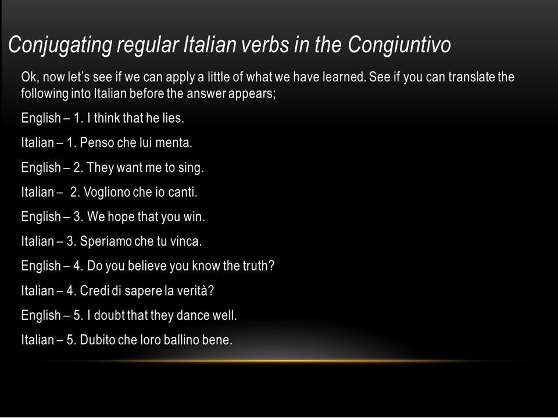I doubt that loro ballino bene has to be conjugated there in the congiuntivo, because it's I doubt that they dance well. So are you kind of getting the gist of it? How the main clause, or the first use of the verb in these instances, and the main clause taint the second one. The main clause is what's actually happening in my mind about what I'm saying in the dependent clause. So in this case, dubito, I doubt, that they dance. They dance is what I'm doubting. I'm tainting it, okay? So dubito che loro ballino bene. And ballino, obviously, is the congiuntivo conjugation for loro.